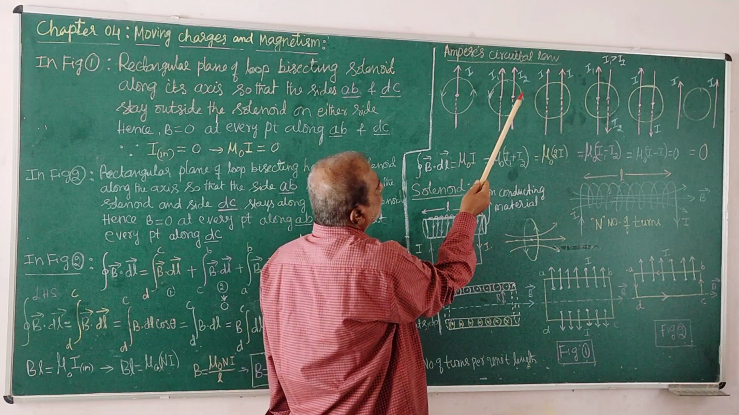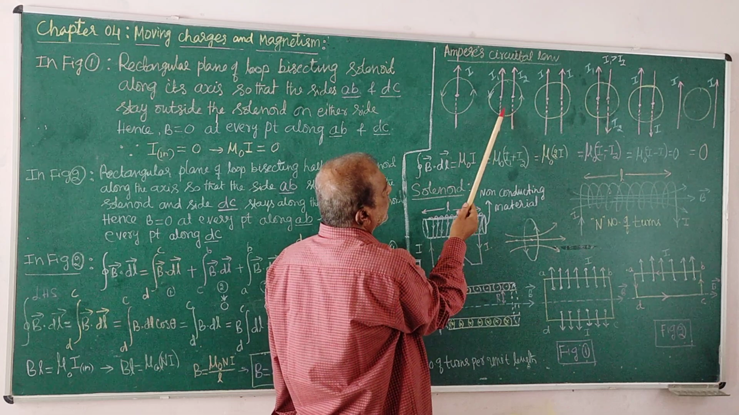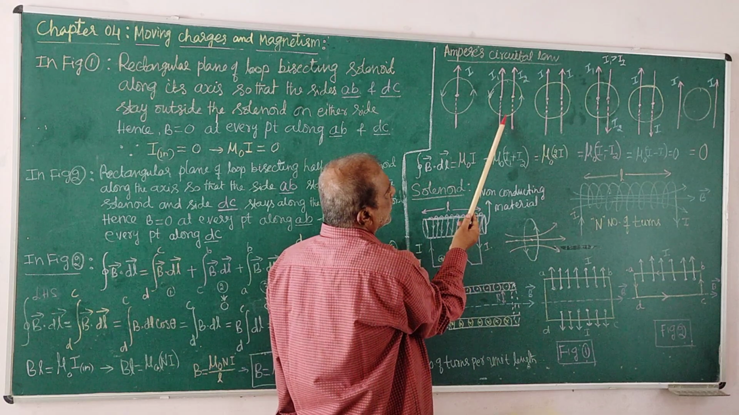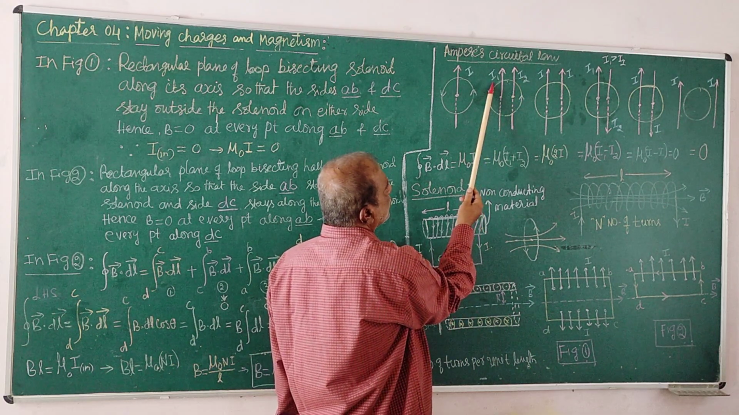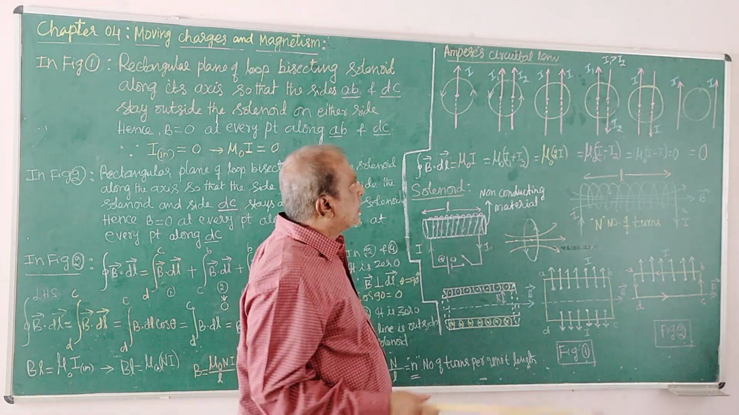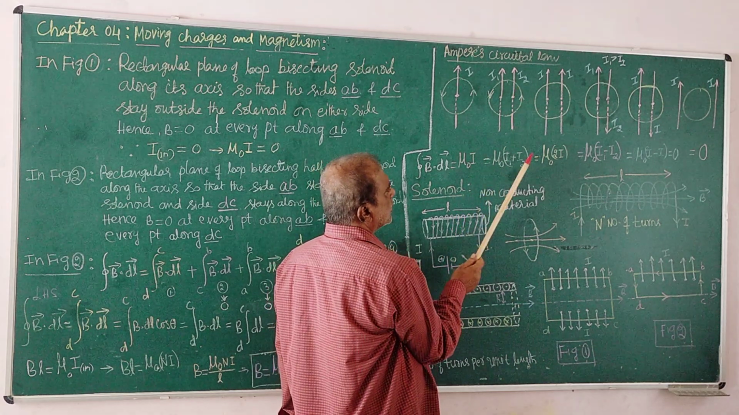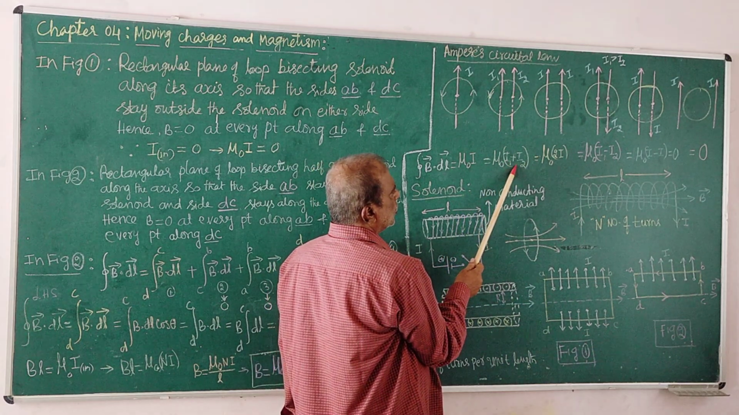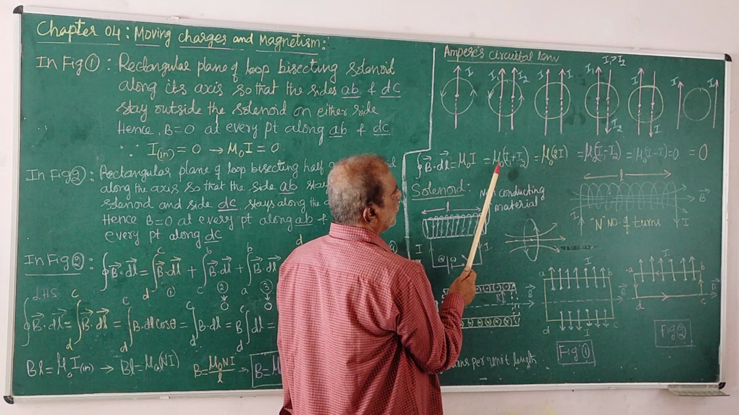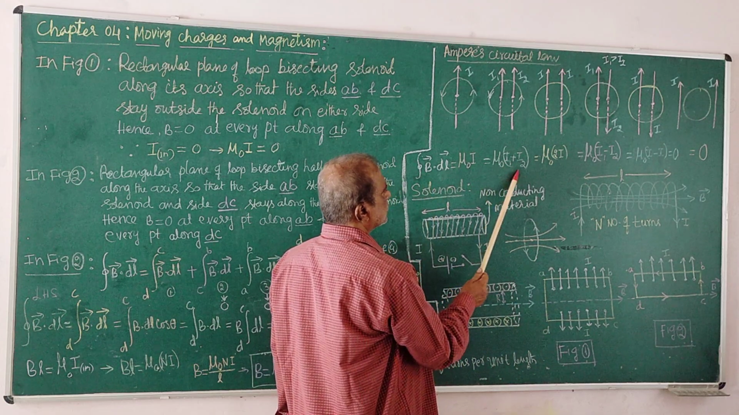In this plane of the loop, there are two conductors carrying currents I1 and I2. Two currents are passing through the plane, one is I1 and the other is I2. What is the total amount of current passing through the plane? It is I1 plus I2. That is the total current inside. So it must be mu naught into I1 plus I2.